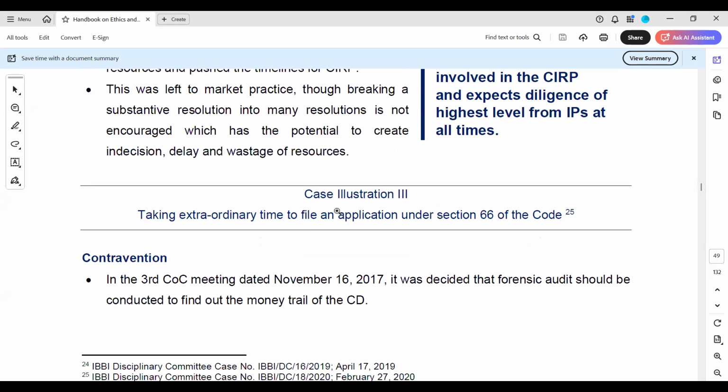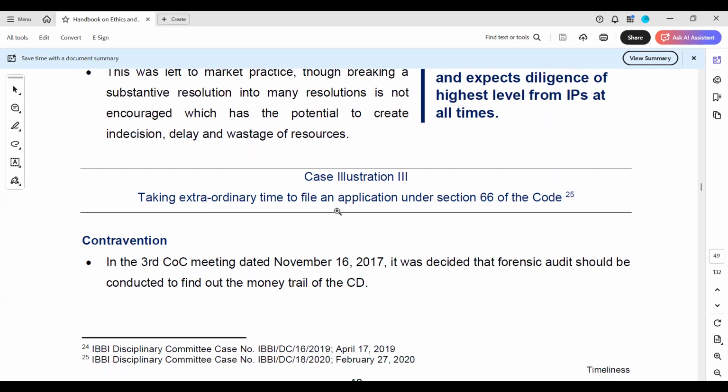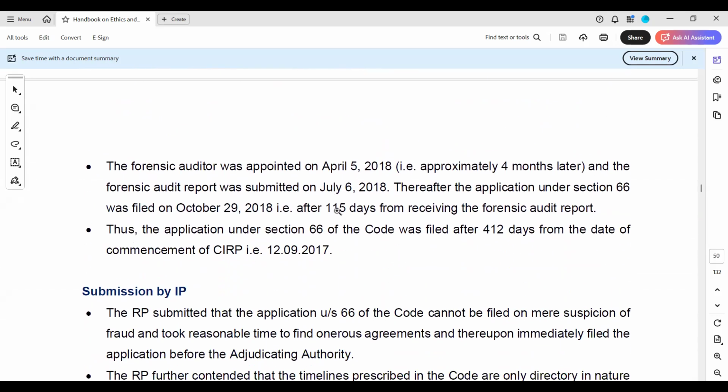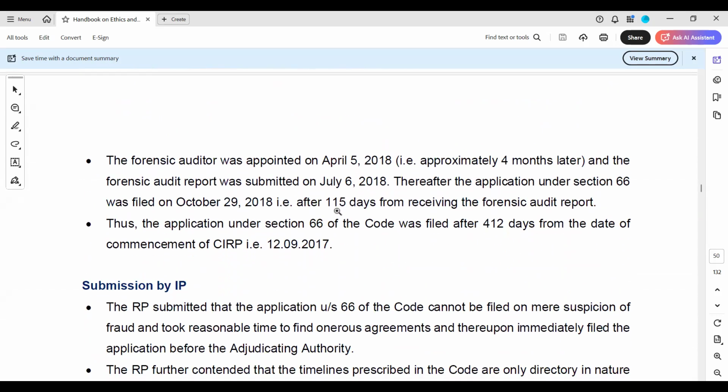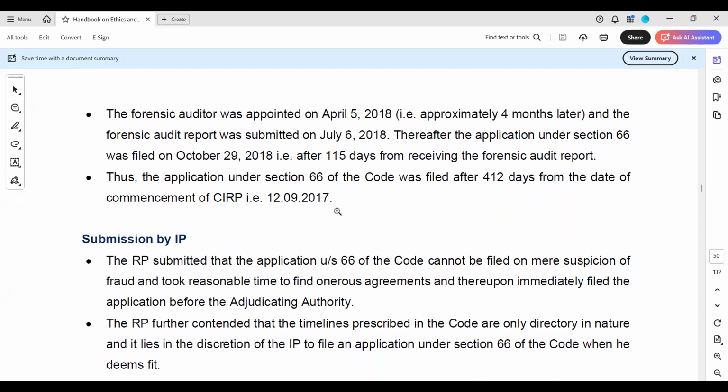टेकिंग एक्स्ट्रा ऑर्डिनरी टाइम टू फाइल एन एप्लीकेशन अंडर सेक्शन 66 कि वहां पर टाइमलाइन भी दे रखी है ना? 75, 115 एंड 130 डेज. Now if you are taking too much time, so application in this case under section 66 was filed after 412 days from the date of commencement of CIRP.